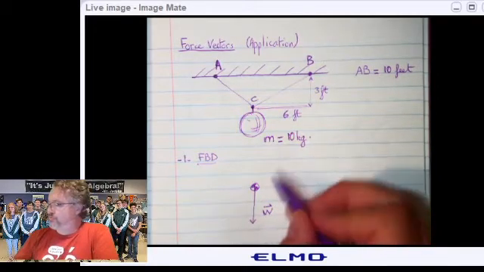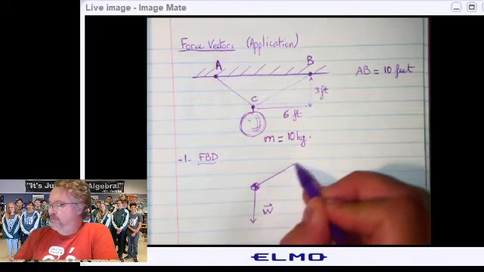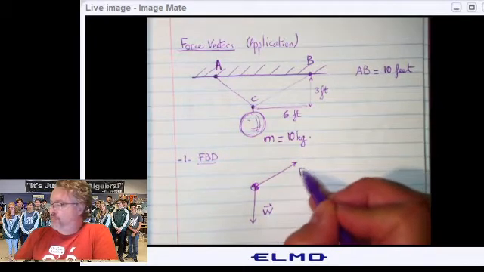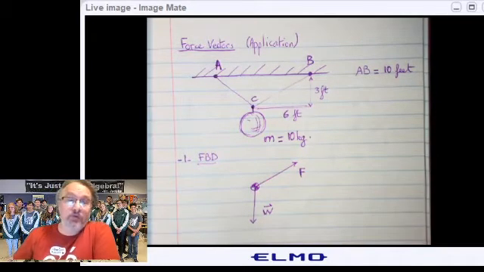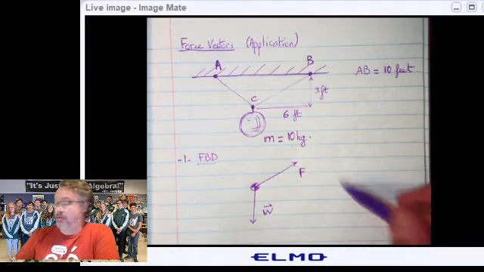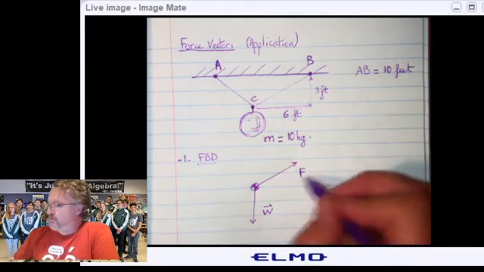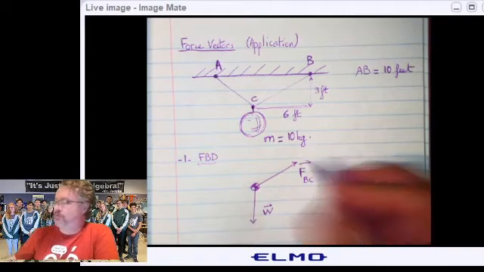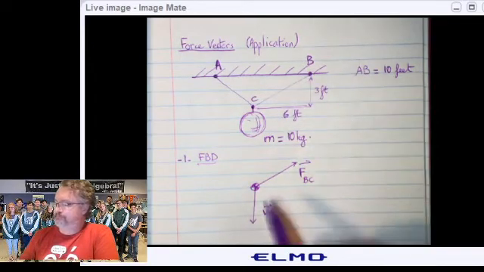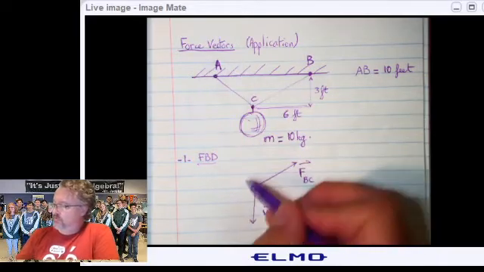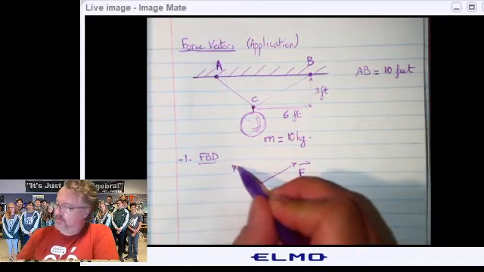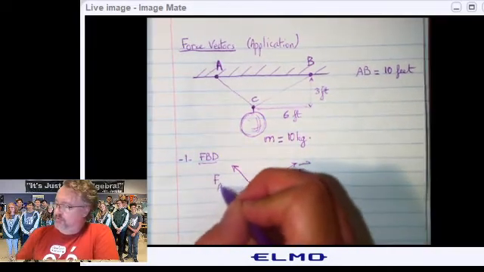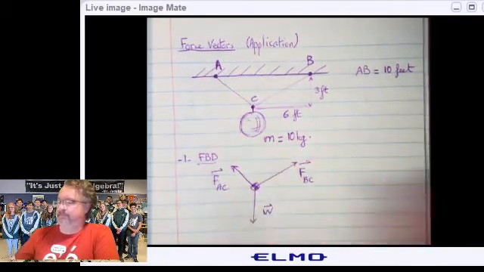Therefore, we're going to draw the cable right here. So I'm going to have the force right here. I can name it whatever I want. I could call it force 1, I could call it force 2. I'm just going to call it the force BC, right? Because it's between the point B and the point C. And I'm going to have the force right here. I'm going to call it the force AC.